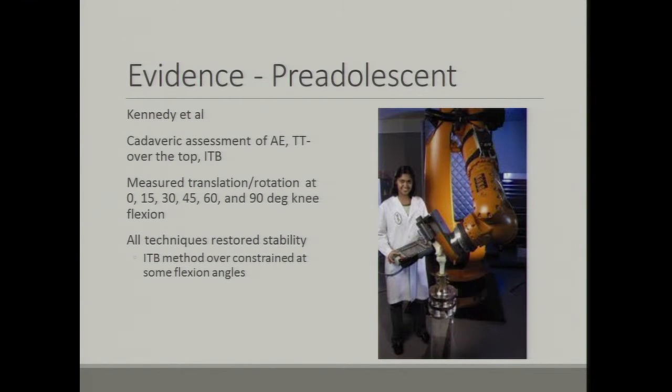There was a pretty good mechanical robot comparison of those 3 techniques for reconstruction in very young kids, and on a robot they were able to assess rotational and translational profiles at different knee flexion angles of those 3 reconstruction techniques, so the all epiphyseal, transtibial over the top, and the IT band method, and they all showed restoration of pretty normal knee kinematics and even over restraint with the IT band method at some flexion angles. And that's, I think, consistent with the clinical reports of these methods, both all being pretty good.